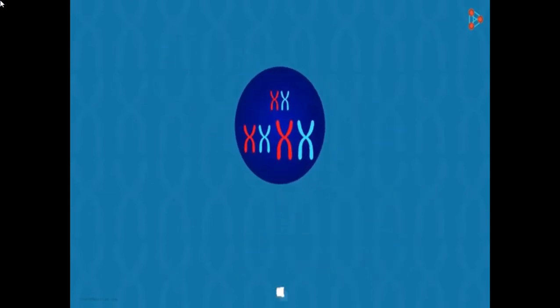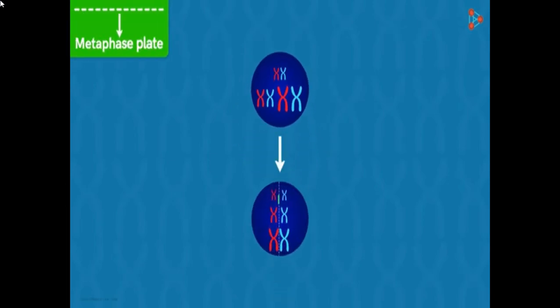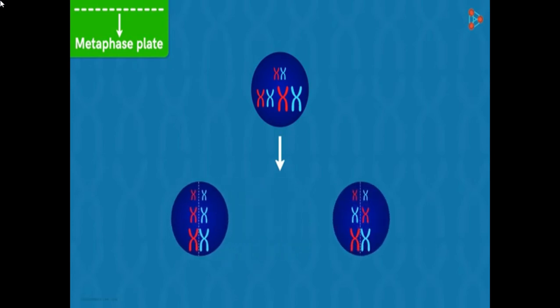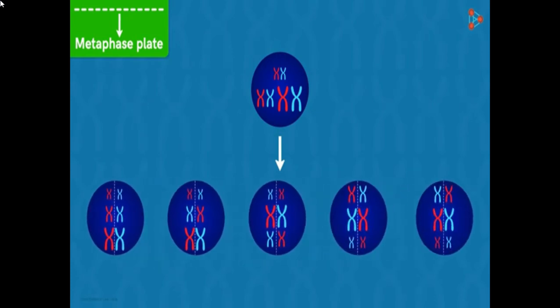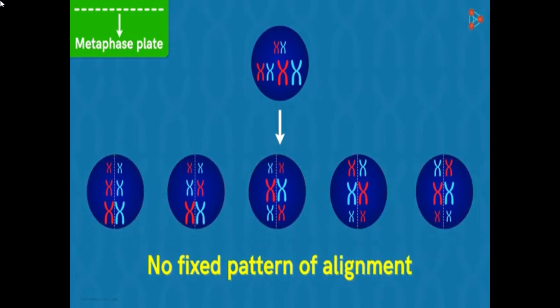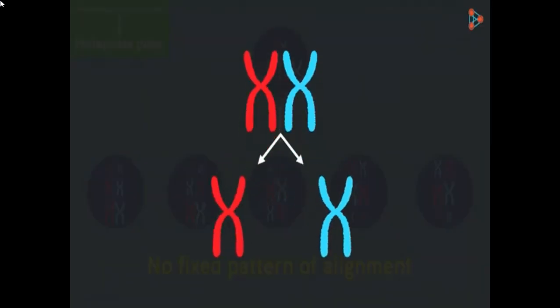So can you tell me how these chromosomes will align before they line up on the plate? Will all the red chromosomes from each pair line up on one side, or will they align in an alternate manner? Or maybe like this? Or will the alignment be like this? There are numerous ways in which this can happen. And this is random. There is no fixed pattern or a principle of sequence that the chromosomes follow when they align.